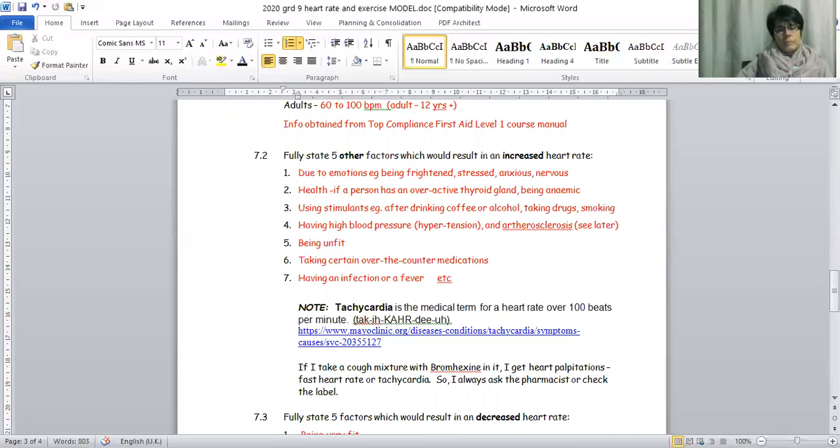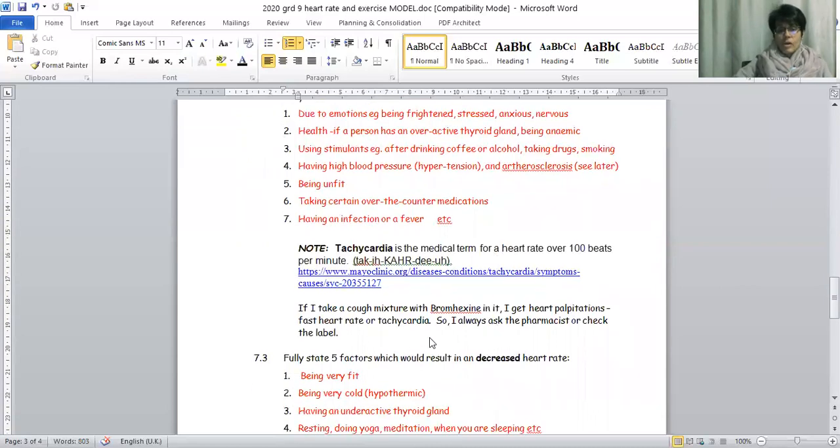Okay. So tachycardia is the medical term for heart rate over 100 beats per minute. But here we're talking about a resting heart rate, which is high. We're not talking about heart rate going up and then going down when you exercise and then when you rest. We're talking about it being persistently over 100 beats per minute. And that could be an indication of some kind of underlying problem.